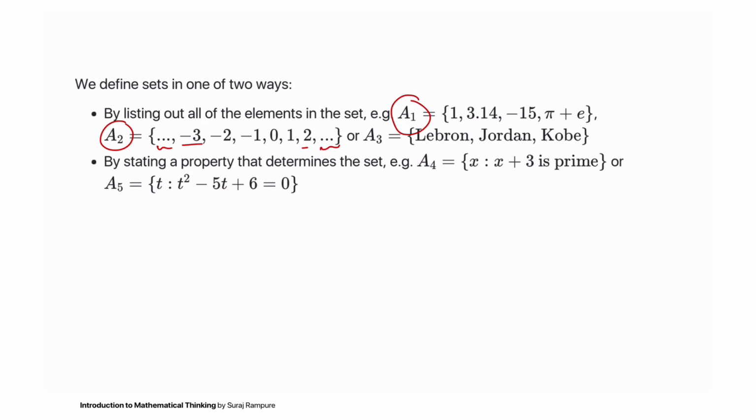The other way we can define a set is by stating a property that identifies whether or not an element is in the set. This is called set builder notation. A4 is the set of all x's such that x plus 3 is prime. So it'll go through, find all prime numbers, subtract 3 from them, and add them to the set. A5 is the set of all numbers such that that number squared minus 5 times that number plus 6 is equal to 0. Okay, so this is how we specify what elements are in a set. And this colon here means such that.